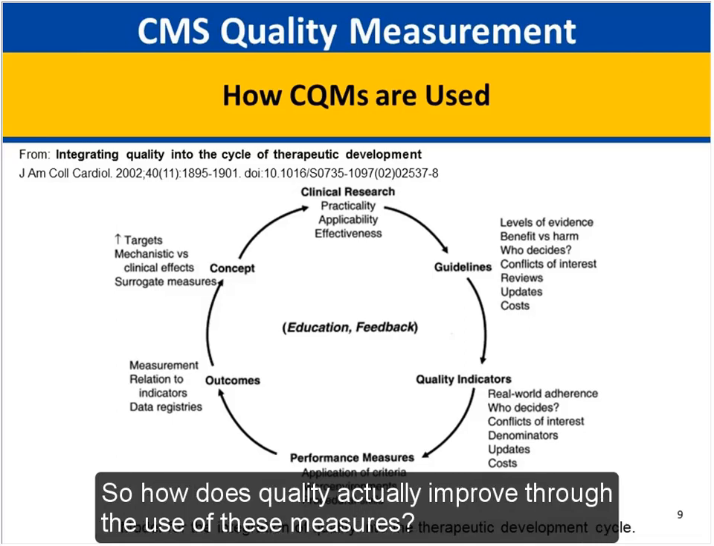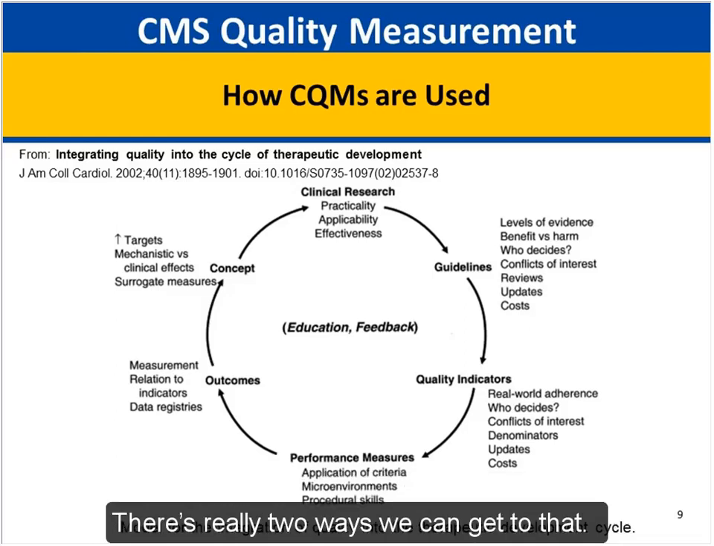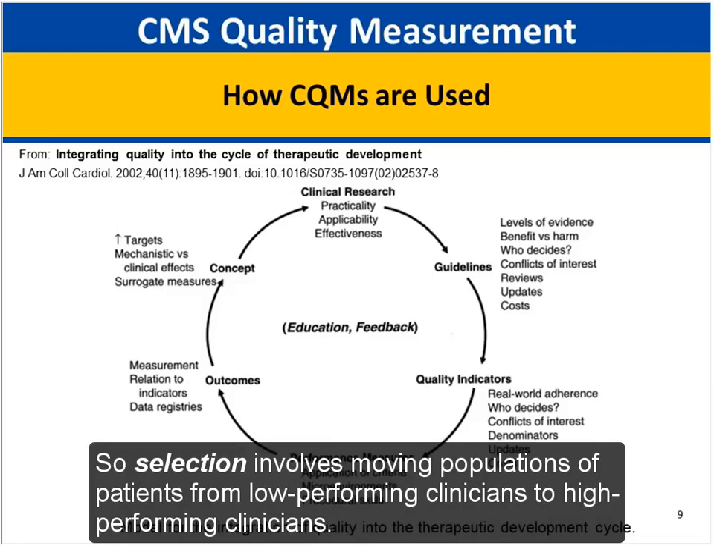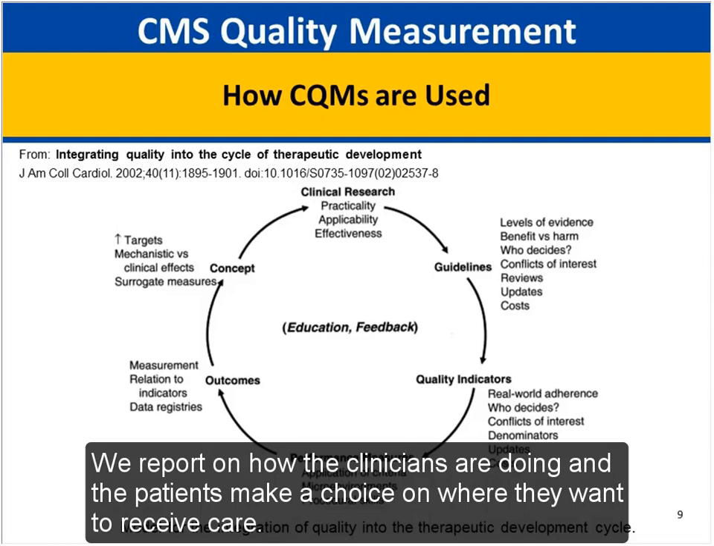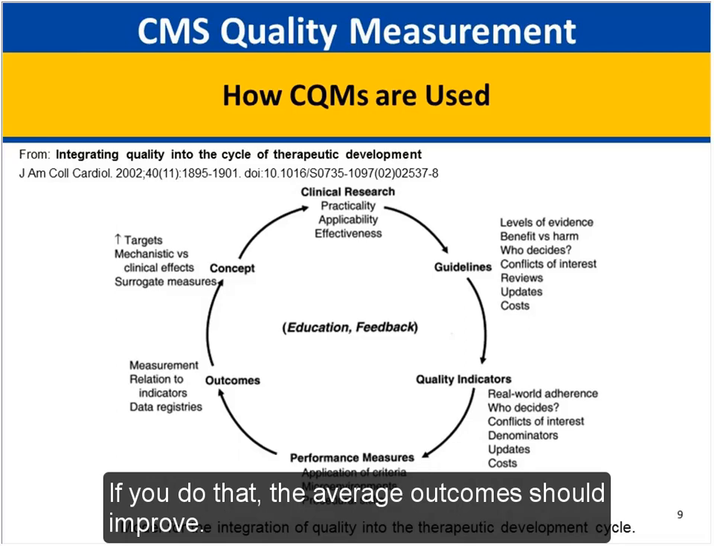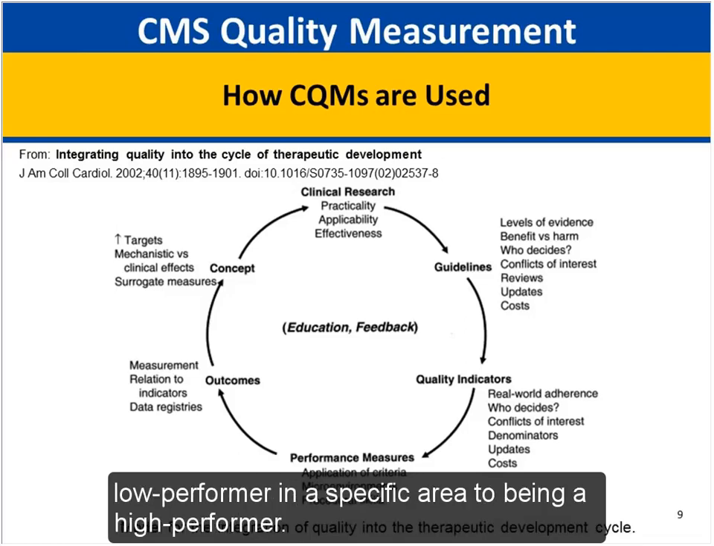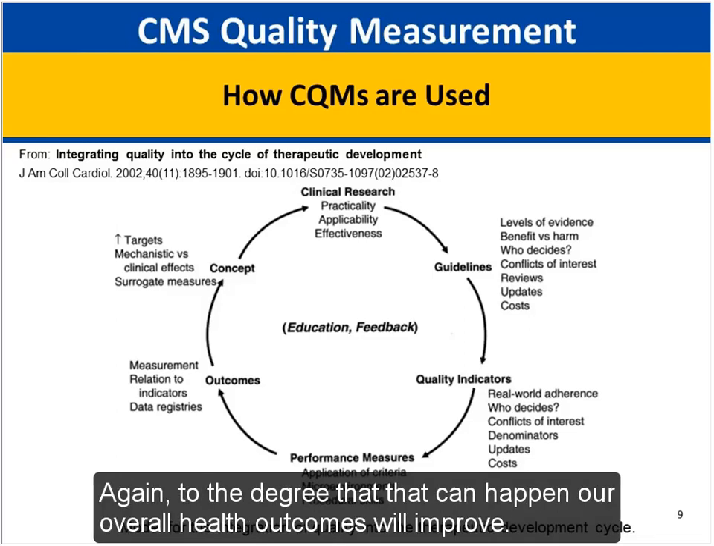So how does quality actually improve through the use of these measures? There's really two ways we can get to that. They're called selection and change. So selection involves moving populations of patients from low-performing clinicians to high-performing clinicians. We report on how the clinicians are doing, and the patients make a choice on where they want to receive care. And if you do that, the average outcomes should improve. And then we have change, and change would involve individual clinicians moving from being a low performer in a specific area to being a high performer. And again, to the degree that that can happen, our overall health outcomes will improve.